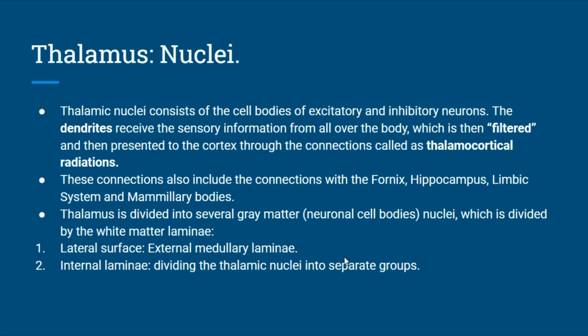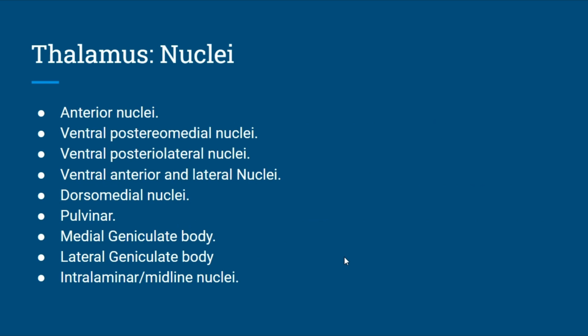These gray matter nuclei are basically neuronal cell bodies, divided by white matter laminae. The lateral surface has the external medullary laminae, while the internal laminae divide the thalamic nuclei into separate groups. So these are all the multiple different nuclei present in the thalamus. You can see how much function it actually accomplishes.